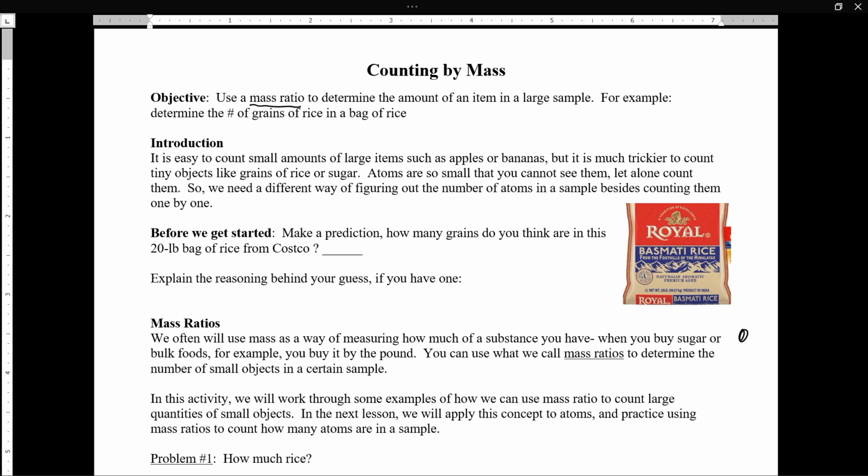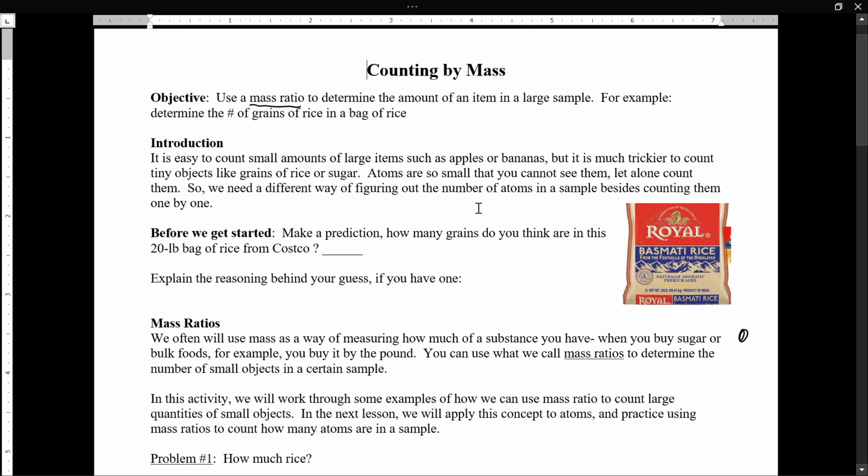Looking back here at the introduction, it's easy to count small amounts of big items such as apples or bananas. If you have a bunch of bananas, you can probably easily count how many bananas are in that bunch. But it's a lot trickier to count tiny objects like grains of rice or sugar. You're not going to sit down and count out all the grains of rice in this 20-pound bag, or if you did, that would just take forever.